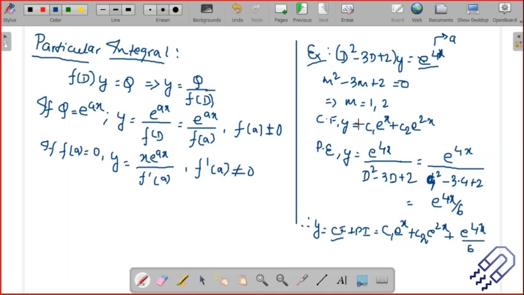Now finding the particular integral actually depends on what is there on this side. Is it e to the power ax? Might be something like a function of sin x or cos x, whatever. So it depends on what is here, and depending on that you are going to use the rule.